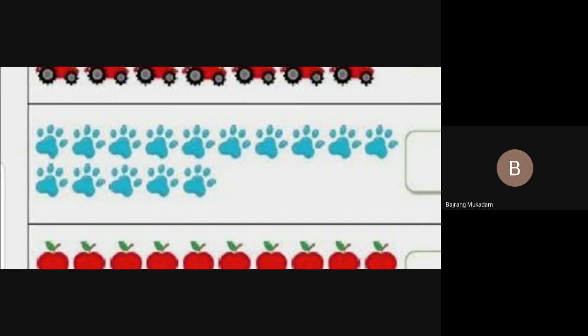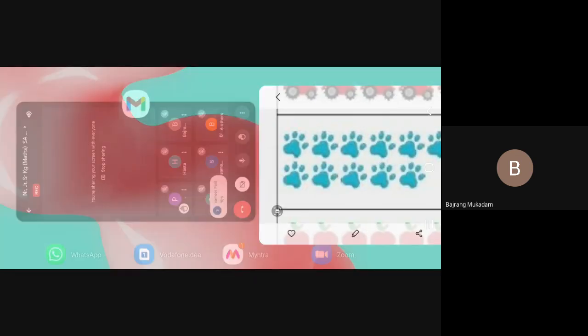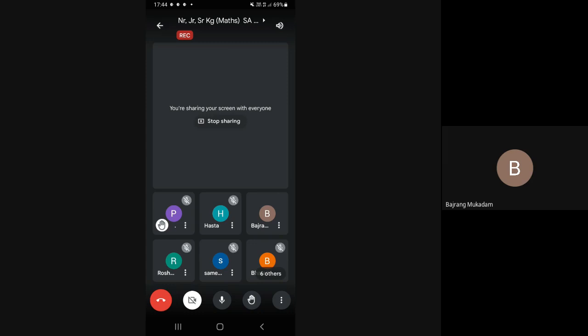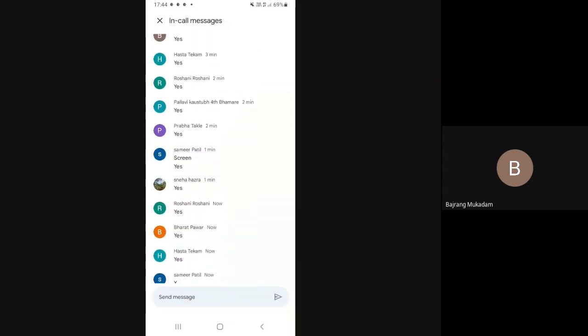1, 2, 3, 4, 5, 6, 7, 8, 9, 10... 15. Yes, yes, good boy, Naksh. So next after Naksh.